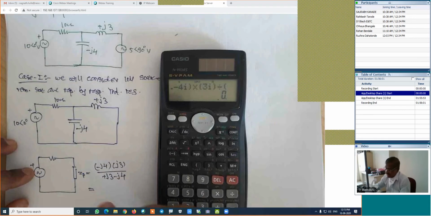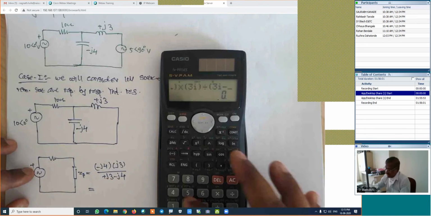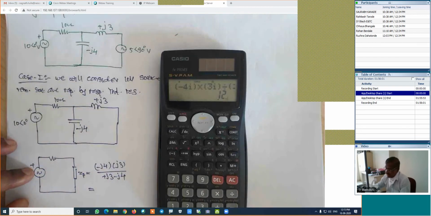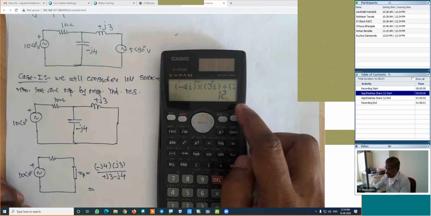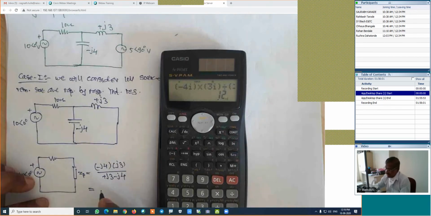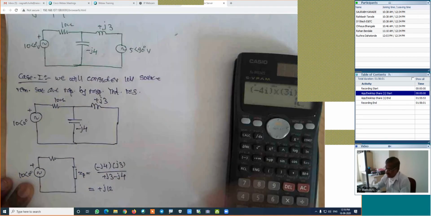How much is the value? Bracket 3i minus 4i, close the bracket, and press equals. Look here: how much is the value I am getting? 12i. This here is plus j12. Is it right? Otherwise, I will show the calculation. Oral calculations we can also do.